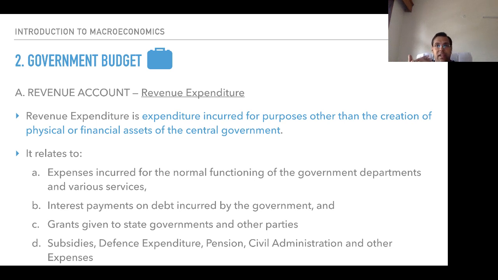Third is grants given. Just like the central government or government of India gets grants, they also have to give grants. So when they give grants to state governments and other parties, that is included over here. Followed by that, subsidies, defense expenditures, pensions, civil administration, other expenses. All of these are day-to-day expenses, which is why they have been taken into consideration as a part of revenue expenditures. Expenses incurred for normal functioning are all added under revenue expenditures.